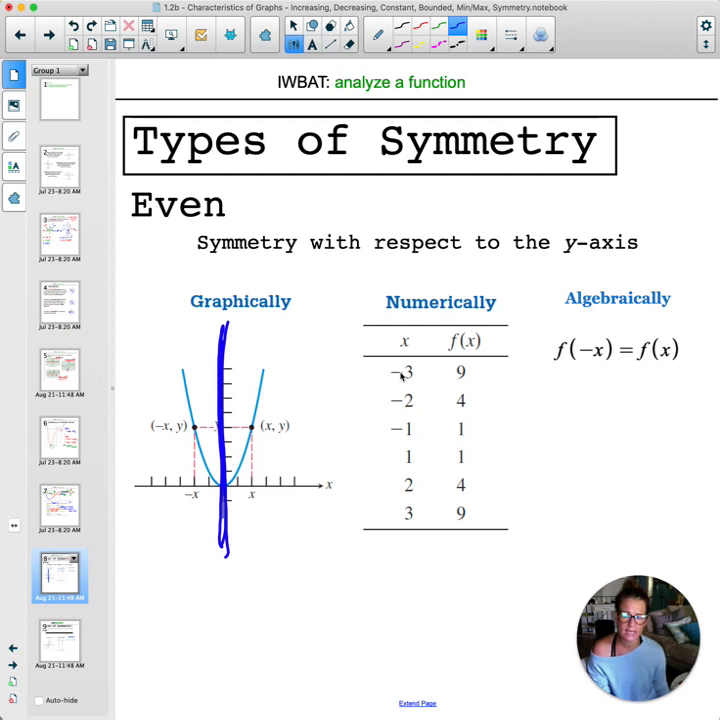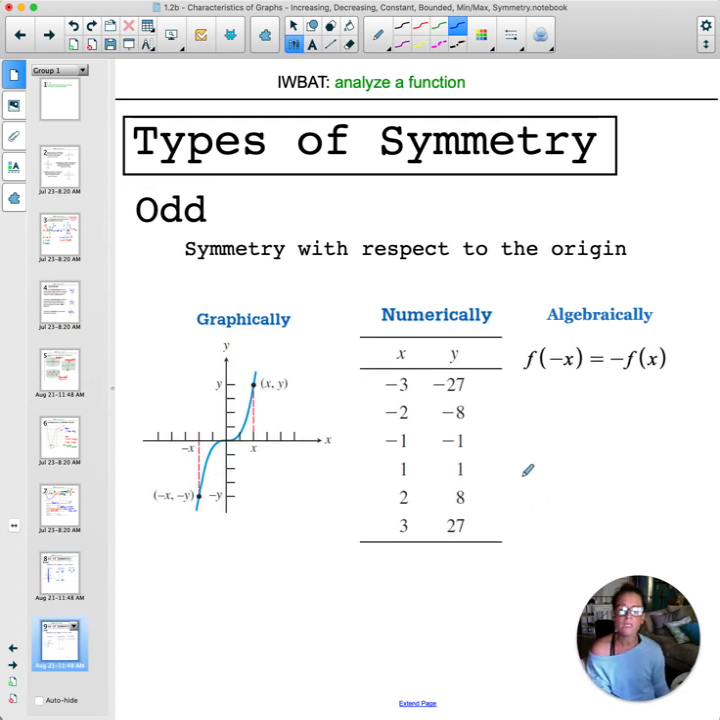What that looks like in a table is that the positive and negative version of an input give you the same exact output. So when you plug in -3 and +3, it gives you the same y value. -2 and 2, -7 and 7, a number and its opposite give you the same output. Okay, so when you plug in the opposite of a number and the number, they equal. So in a table, it looks like this. Algebraically, when you actually plug in 3 into the function and -3 into the function, that output is the same. That's even symmetry.